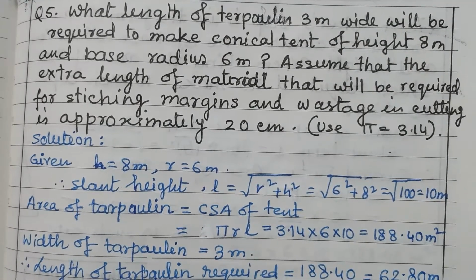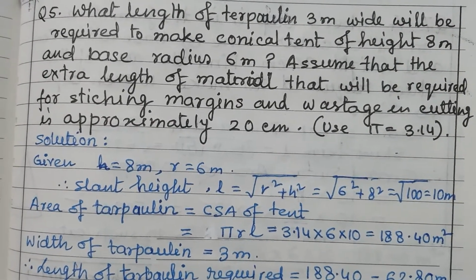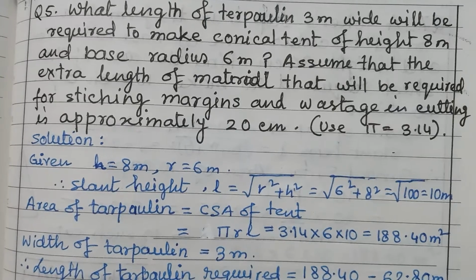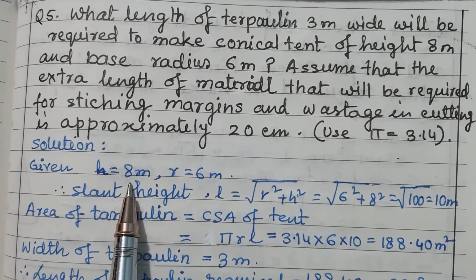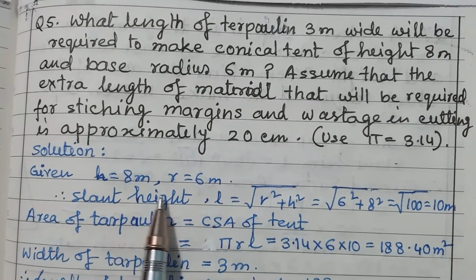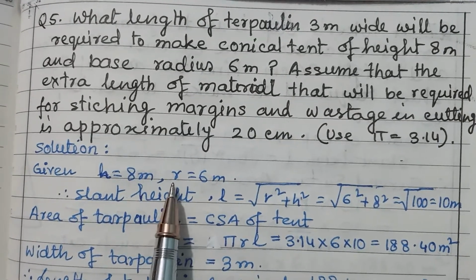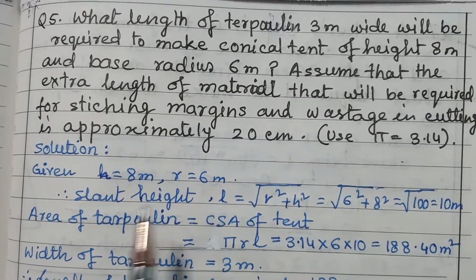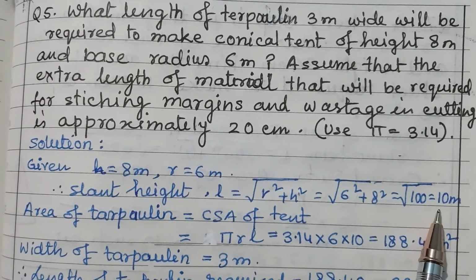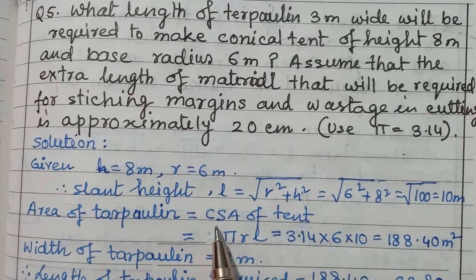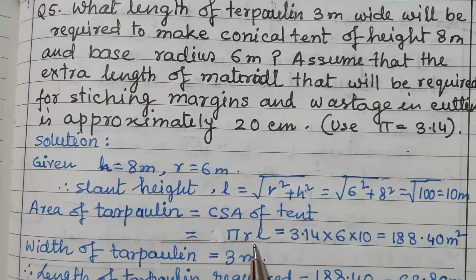So okay, the width of the tarpaulin is 3 meter. Okay, 3 meter wide. The length we have to find out. Height of the tent is given as 8 meter and radius 6 meter. So find out the slant height. It is 10 meter. Okay, now the area of the tarpaulin means the CSA of the tent, it is pi RL.